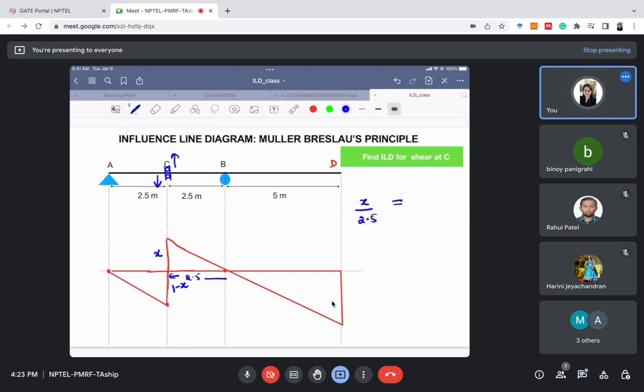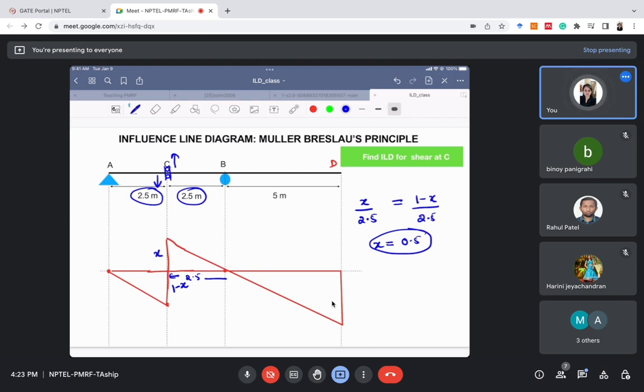2.5 equal to 1 minus x divided by 2.5. Since these two lengths of 2.5 were the same, the value of x will come out to be 0.5. Okay, so if it is required, then you can calculate the value of these ordinates. Otherwise, in most of the questions, you will only be asked to determine the shape of the ILD.